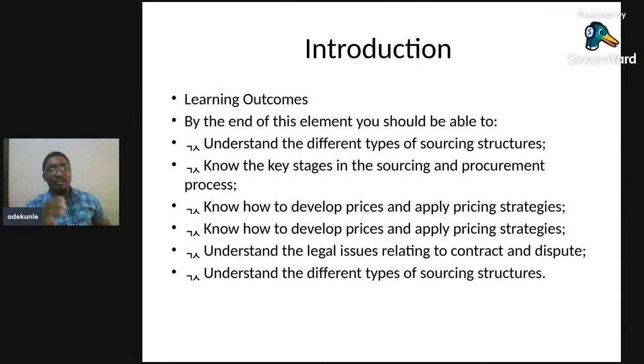In this course, what we'll be covering will include understanding the different types of sourcing structures. At the end of the course, you should be able to know the key strategies in sourcing and procurement processes. You should also know how to develop price and pricing strategies. You should be able to understand legal issues relating to contract and dispute when it comes to tendering or making a buy. And of course, you should be able to understand the different types of sourcing structures.